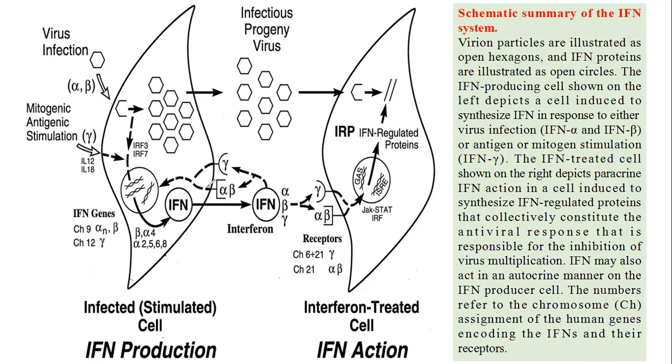So they are activating interferon genes and releasing interferons, which are then received by other cells, and they combat the viral infection. So this is a schematic summary of the interferon system, showing how interferons alpha, beta, and gamma are activated after infection by any kind of animal virus.